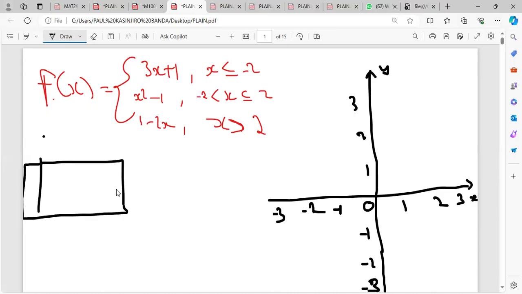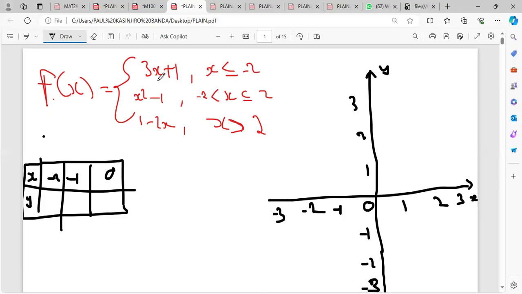Okay, so table of values. This is my x there, and then this is my 3x plus 1 represented by y. Then I try to put in values there. Let me say I put in minus 2 there, minus 1. Okay, so I put minus 1 there, and then I put 0 there. Okay, so I can end there.